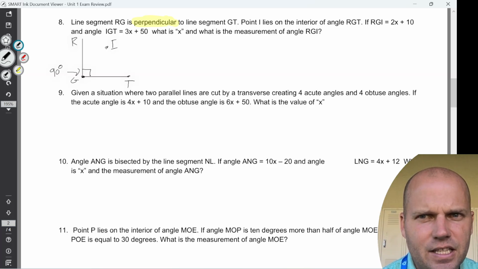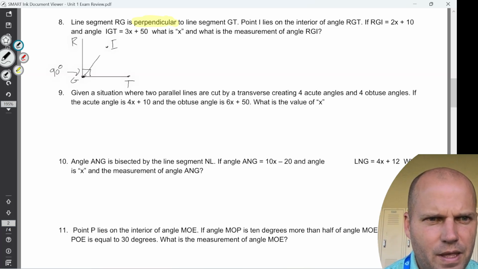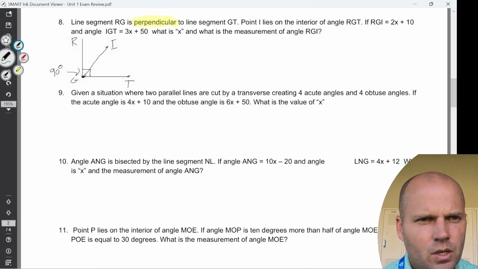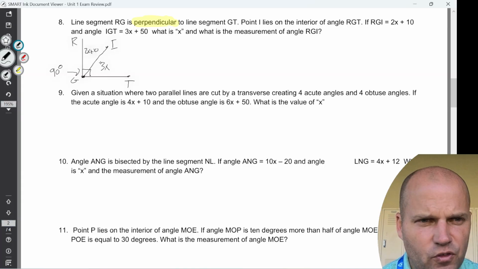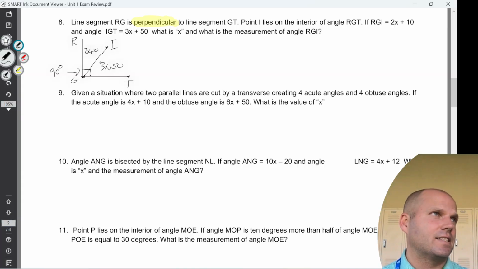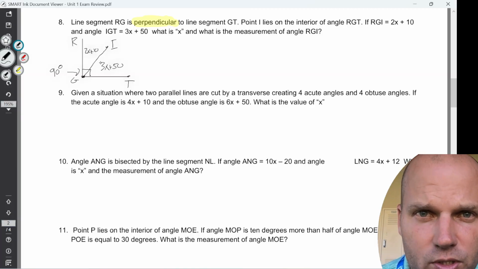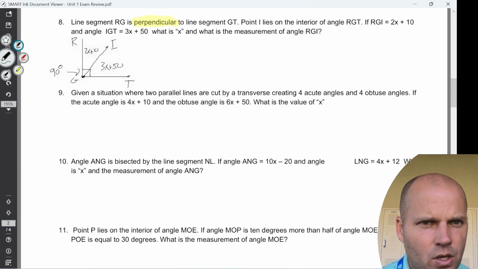Point I lies in the interior. Don't assume that it's splitting things evenly. We are told RGI equals 2x plus 10. Great. We're told IGT is 3x plus 50. Oh, cool. It's not saying 10 more than twice a number like we did in most of our lessons. What is x and what is the measurement of RGI?